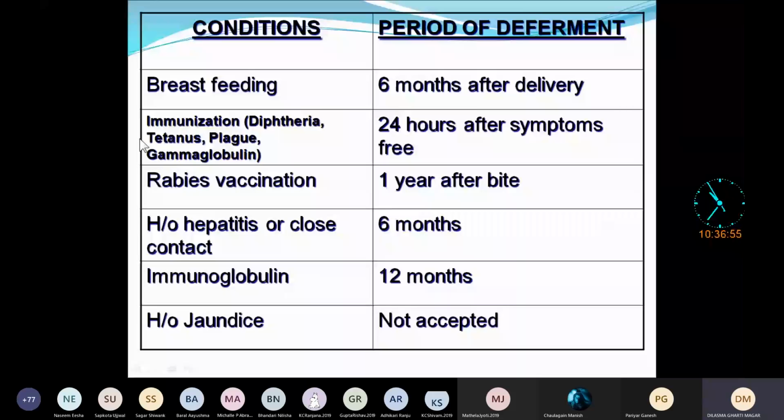So in case of the immunization for diphtheria, you know, whooping cough, isn't it? Anyway, check. So here diphtheria, tetanus, plague, and then the gamma globulin, we will not take the blood for 24 hours. Suppose whenever the signs and symptoms are there, 24 hours after the symptoms are free.